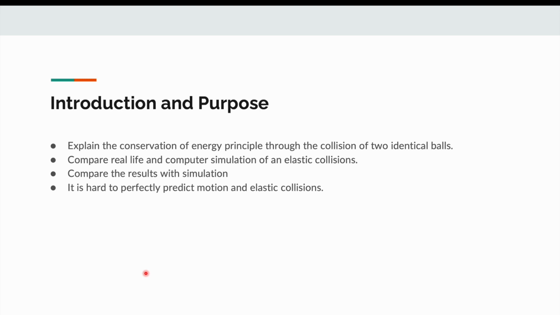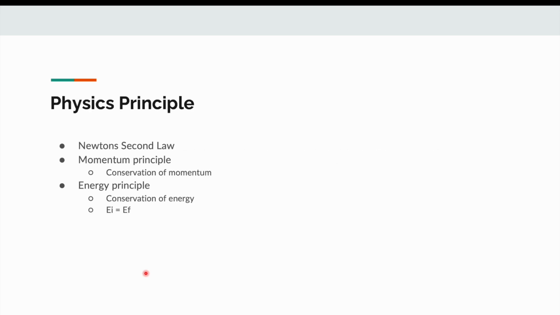a computer simulation of an elastic collision between two identical balls at an angle, and in this example it's going to be pool balls. So we will be comparing the results with the simulation, and we will see that the results, while very similar, surprisingly similar, are very hard to model in a perfect way, because there are always going to be outside constants and slight real life applications that cannot be reflected in simulations.